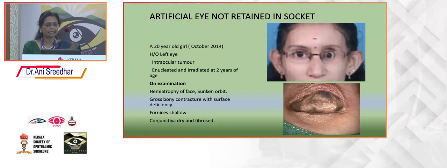So I selected this patient who had an eye enucleated and EBRT, external beam radiation, done at the age of 2 years. She had a hemiatrophy of the face, a sunken orbit. There was a bony contracture and a surface deficiency. The fornices were shallow, and you can see the conjunctiva was dry and fibrosed, even thicker than the normal skin.